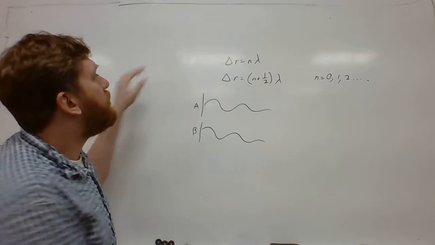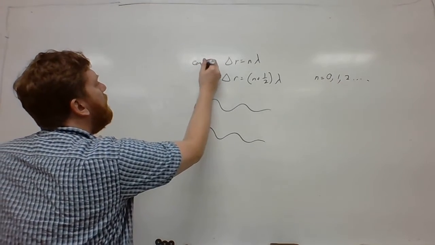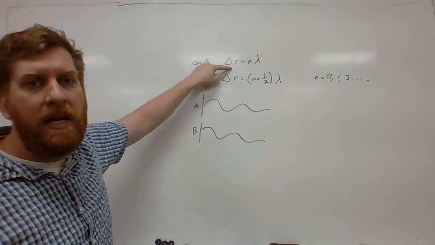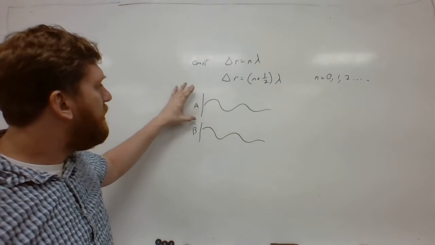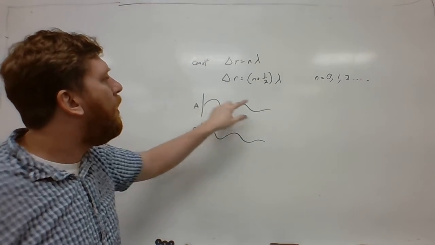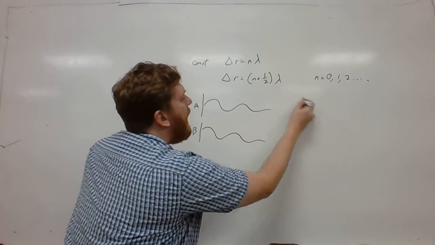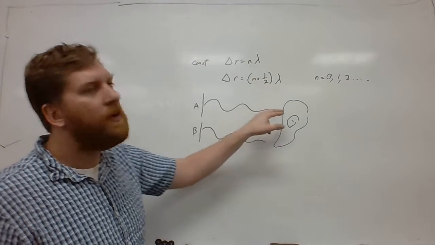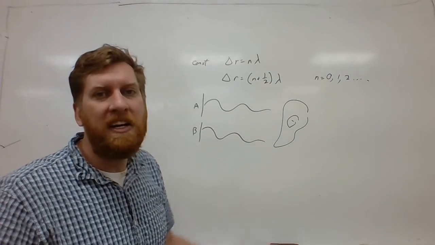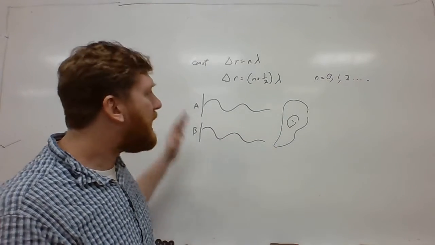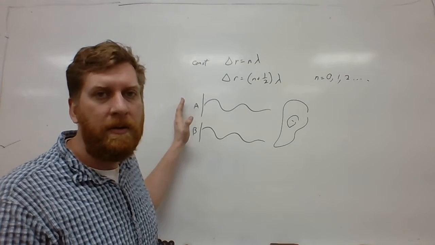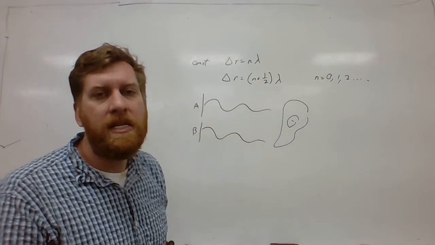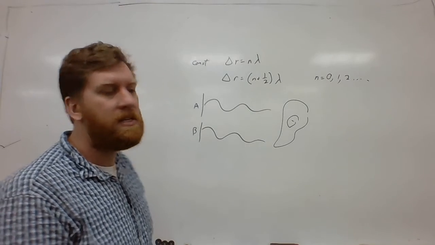Well, if it's constructive, delta r is a path length difference. This is how much further one speaker has to travel to reach your ear. That's an ear. This is how much further one speaker has to travel to reach your ear than another speaker. In this case, both speakers are right next to each other. Delta r is equal to 0. That is, they travel the same distance. There's no difference between the distance.